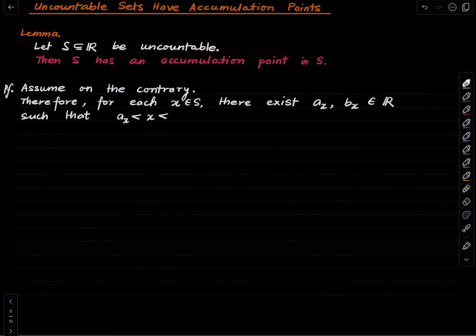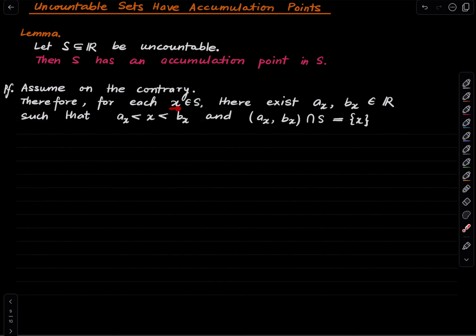this happens and this interval misses S entirely. The only thing it intersects S in is the point x. I'll explain. If this is the case, then no point of S is an accumulation point of S. So every point in S is isolated in S, right? That's what we just said in the previous slide.